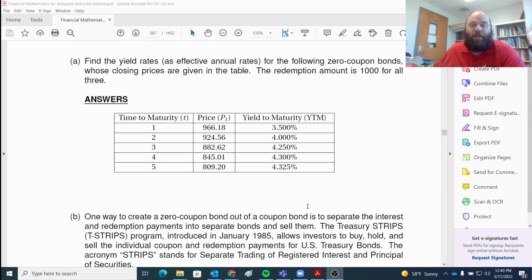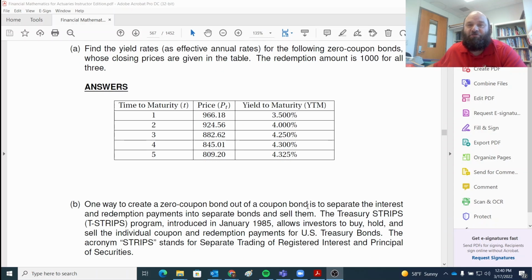So I already mentioned one example of a zero coupon bond, which are T-bills. But you can create zero coupon bonds out of any bond by simply stripping apart the different coupon payments and selling them separately. This is done, for example, through what is called the Treasury STRIPS program, T-strips. And what STRIPS stands for is separate trading of registered interest and principal of securities.